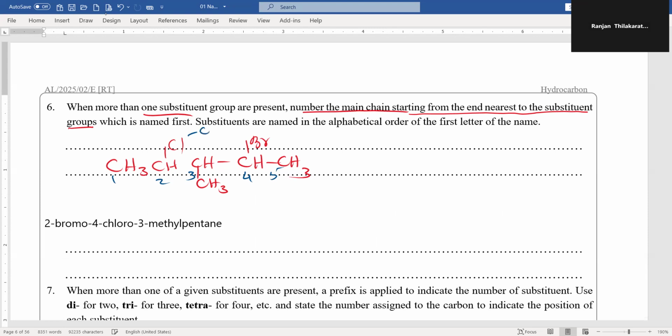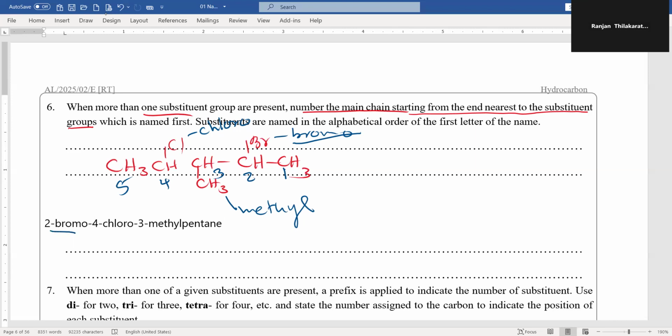Among the substituents, this is chloro, this is bromo, this is methyl. The substituent you name first is bromo. Why? That is first according to the alphabetical order. Therefore, you have to number the chain from left to right, never right to left. Then 1, 2, 3, 4, and 5. Now, bromo gets 2. Then 2-bromo is correct.